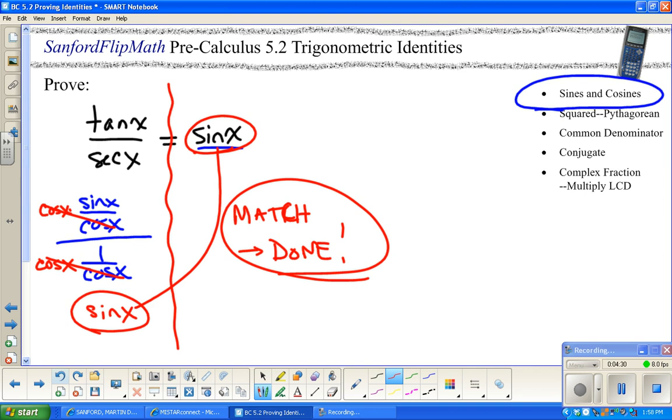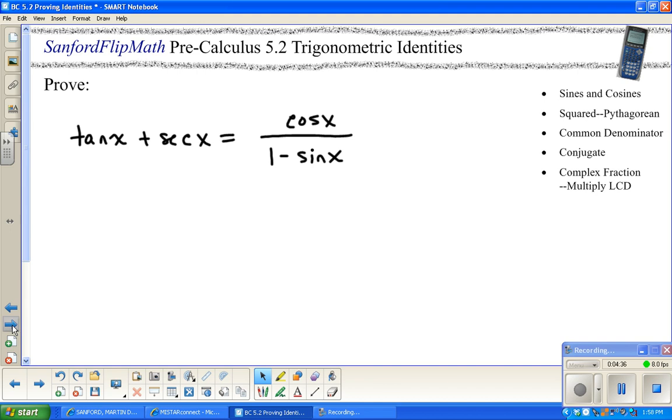Okay? So that's it. Now obviously that was like the easiest problem in the West, but let's do another. Okay? Now again, I want to make the left side look like the right side, or make the right side look like the left side. And again, I'm going to draw a line down here so I remember not to do things like multiply both sides by that denominator and clear it. I can't do that. That would assume they're equal.